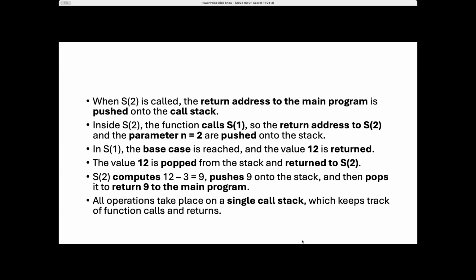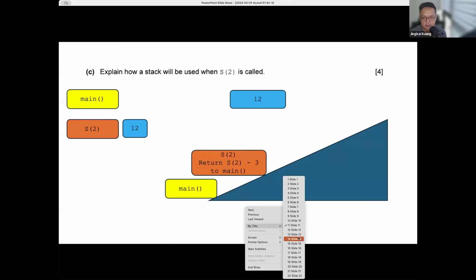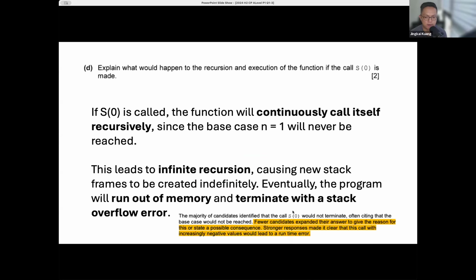What do you push in? What do you pop out? That is the distinction between a strong answer and a weak answer. This is a 4 mark question, and they state clearly that when you call S2, you have to go into the full-blown details. You cannot just escape from this. Next one. Explain what happens to the recursion execution of this function when the call S0 is made.